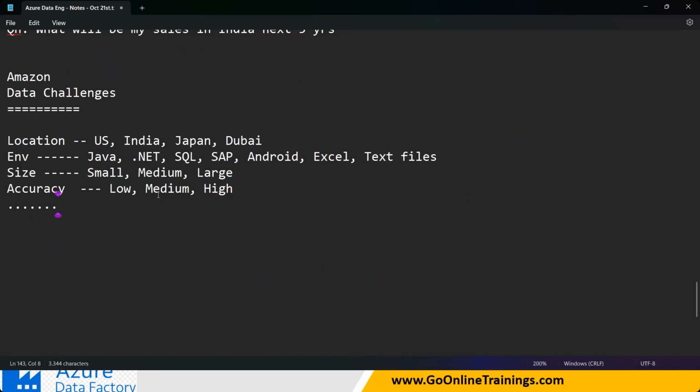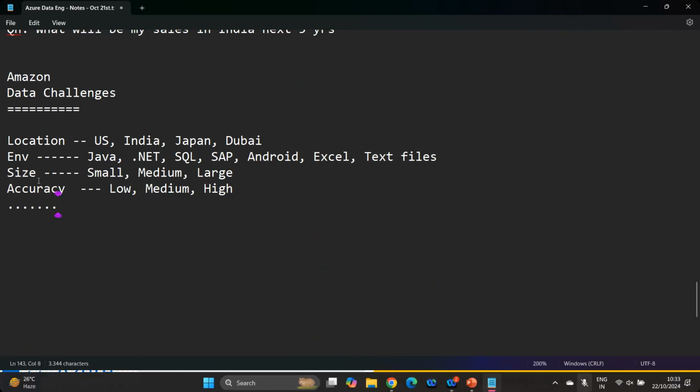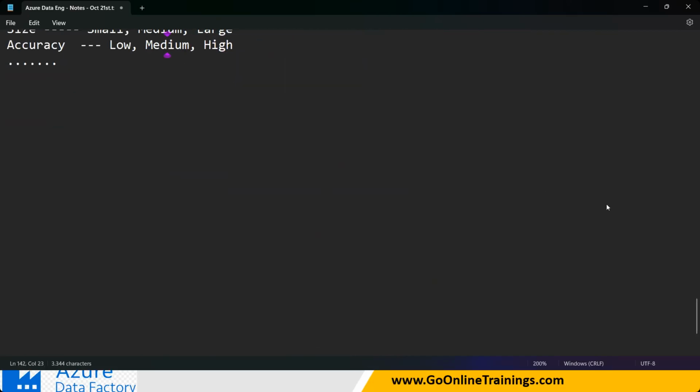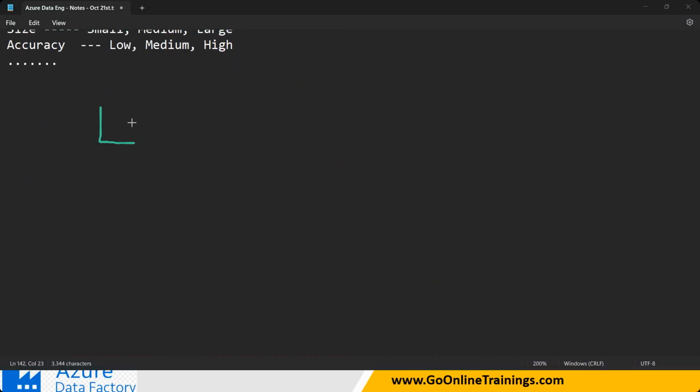Sometimes it is cleaned data. Sometimes it is about accuracy, how clean it is, low accuracy, high accuracy, and all this data. So what are we normally going to be doing? We are going to be getting that data from different sources. Clear? So what do we normally use? We get the data from here.